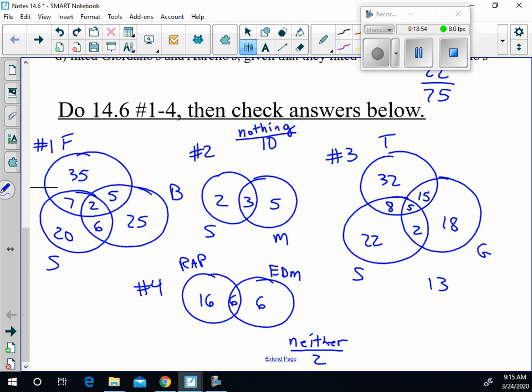All right, so there are the Venn diagrams for 14.6. Make sure you have those correct before you go and start answering 5, 6, 7, and 8. All right, we will catch back up with you in a bit.